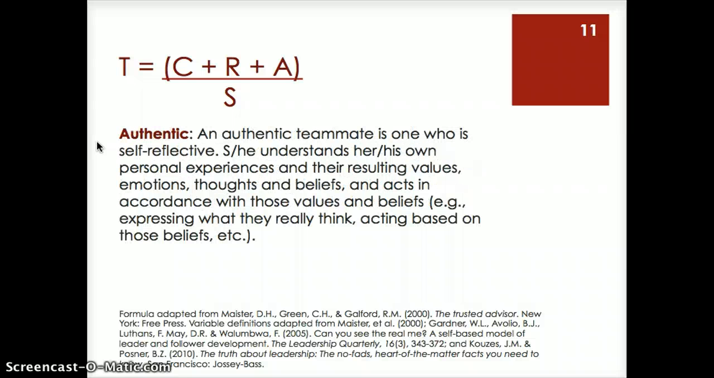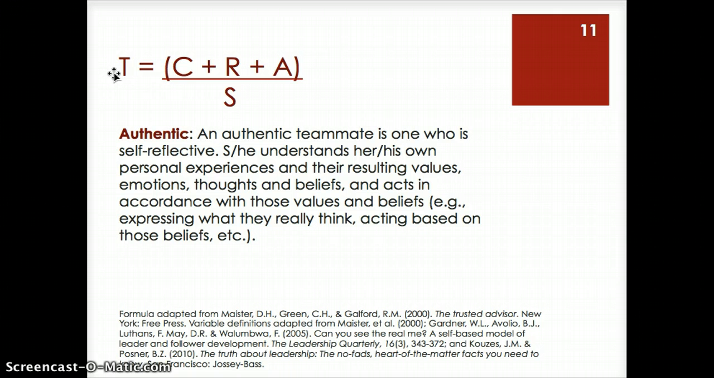An authentic teammate is one who is self-reflective. She or he understands her or his own personal experiences and their resulting values, emotions, thoughts, and beliefs, and acts in accordance with those values and beliefs. For example, they express what they really think, and they act on those beliefs. So this combination of credibility, reliability, and authenticity are the first 3 variables in developing and exhibiting personal trustworthiness.